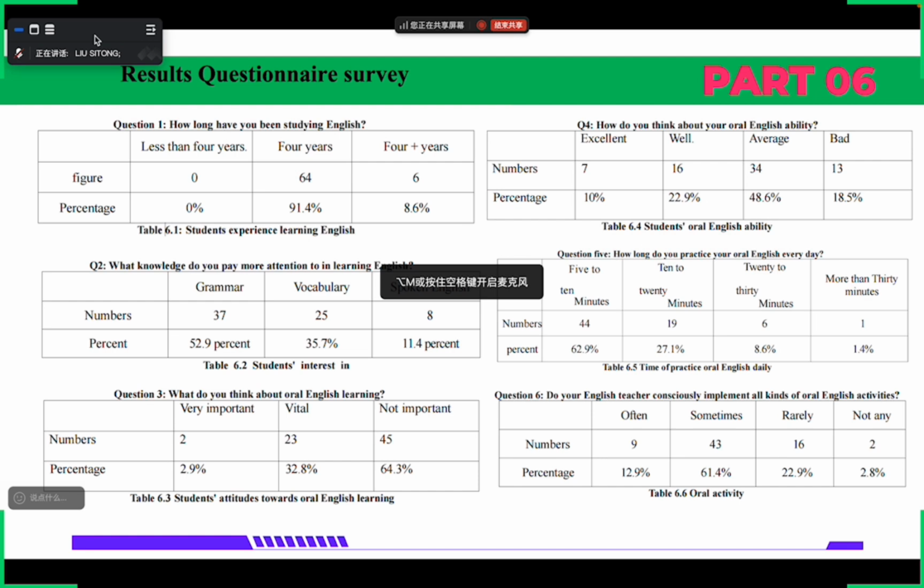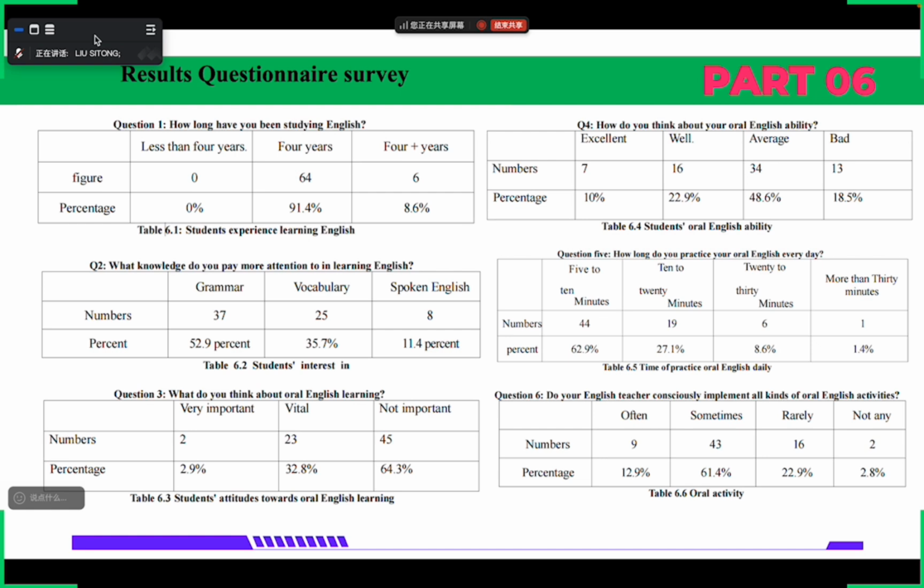And 61.4% of students reported that their teachers only occasionally conducted speaking activities. So both students and teachers need to pay more attention to oral English training.